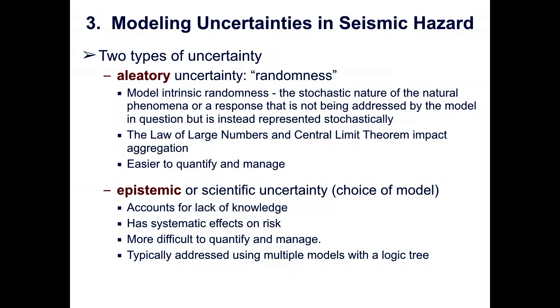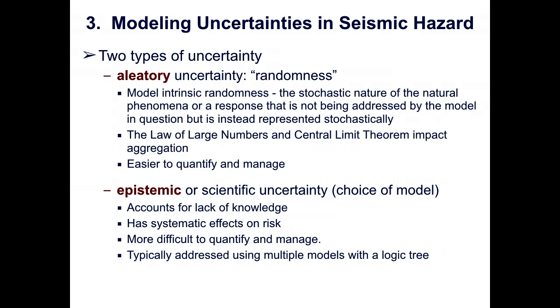Now there is another form of uncertainty, and that is scientific uncertainty or epistemic uncertainty, which has to do with the lack of knowledge. So this has systematic effects on risk that add up from site to site to site, and so it has a very significant effect on portfolio seismic risk assessment. It's more difficult to quantify and manage, typically addressed using multiple models and a logic tree to try and span the scientific uncertainty that's represented by models at present.